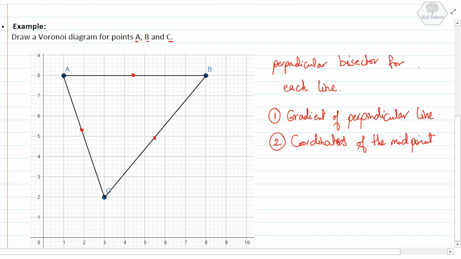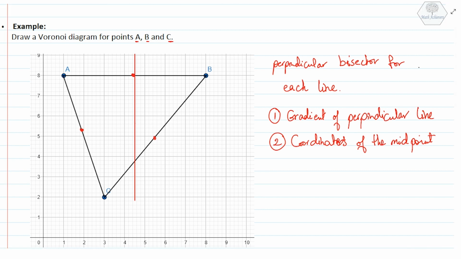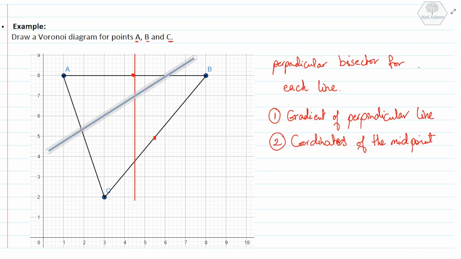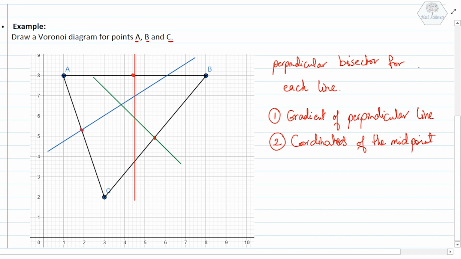Let's start with the points A and B. The perpendicular bisector would be this line. I have to move it slightly to the left. And the perpendicular bisector between A and C is this line. Also, I want to draw the perpendicular bisector between B and C. I'll draw it in green this time. So this is the perpendicular bisector between B and C.